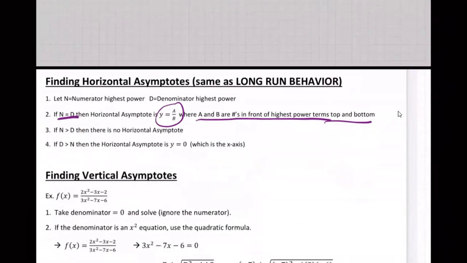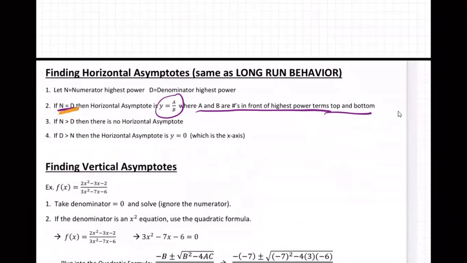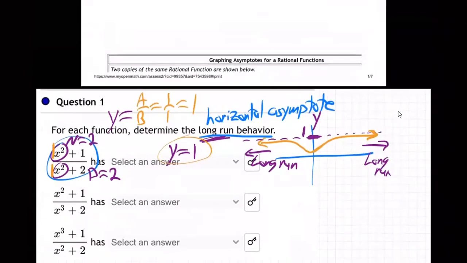One more time, that makes sense. If n equals d, if the power on the top equals the power on the bottom, then the horizontal asymptote will be y equals a over b, where a and b are the numbers in front of the highest power terms, top and bottom. Here, 1 over 1 is 1. So it's y equals 1, meaning that at a height of 1, the graph will approach that height in the long run. That's why we call horizontal asymptotes long run behavior: it's what the graph does eventually, way off to the right or the left. It doesn't do it in the middle, but it does it in the long run.